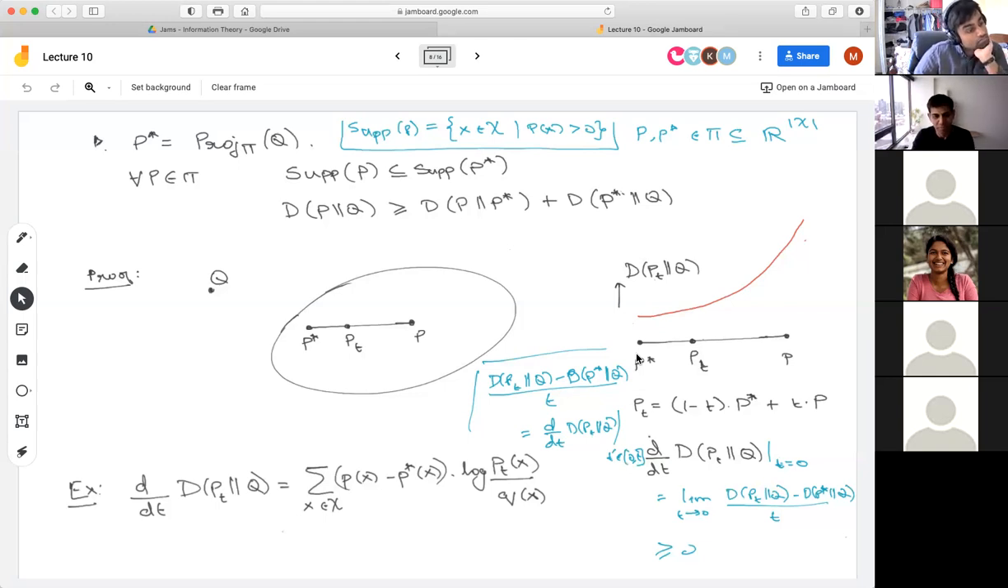And this thing is always at least non-negative. It's non-negative because P star is the minimizer, at least on this line, right? And P sub t is always on the line.